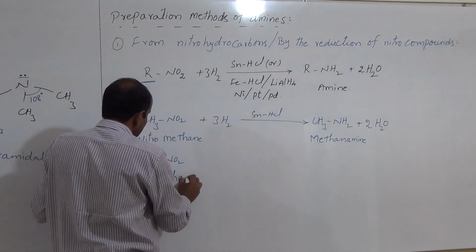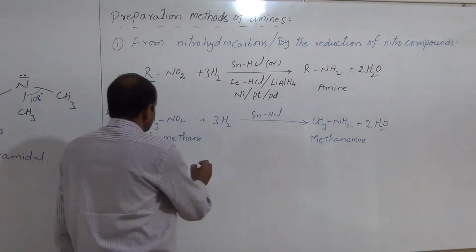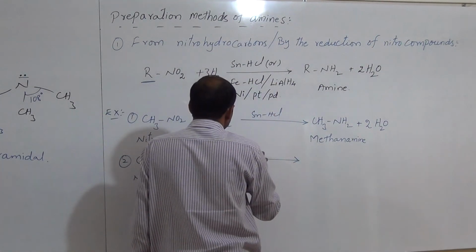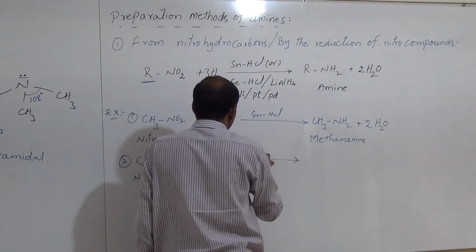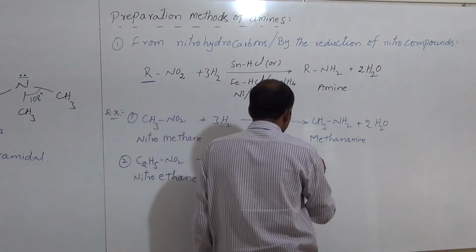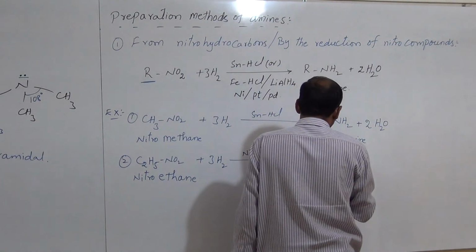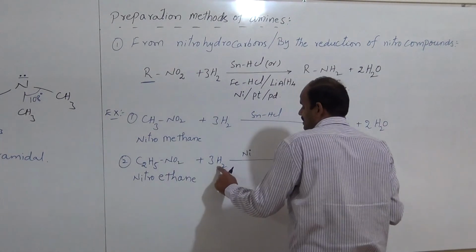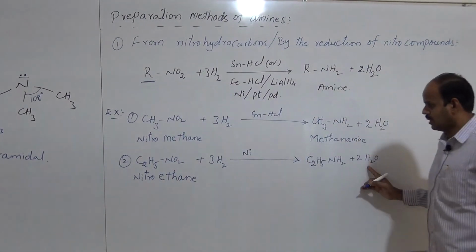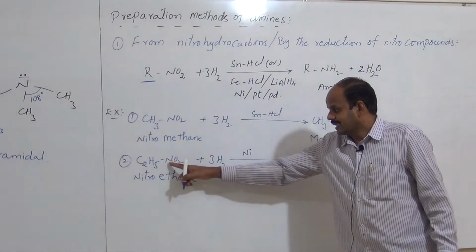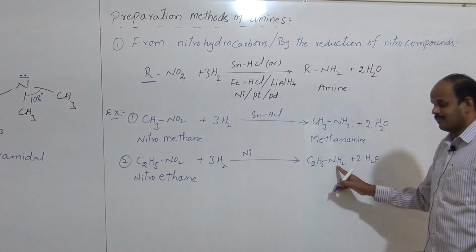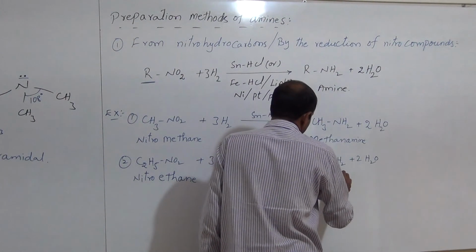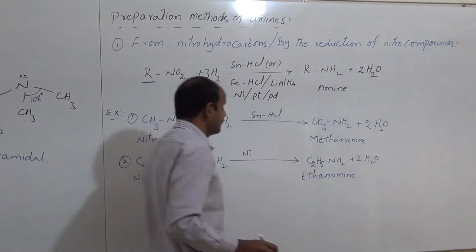So the name of this molecule is nitroethane, which undergoes reduction in the presence of any reducing reagent like Sn/HCl or nickel or platinum or palladium. Then we get C2H5NH2 plus water. Here oxygens and hydrogens combine together and are removed as water. The remaining 2 hydrogens are attached to nitrogen. Thus we get ethylamine or ethanamine.